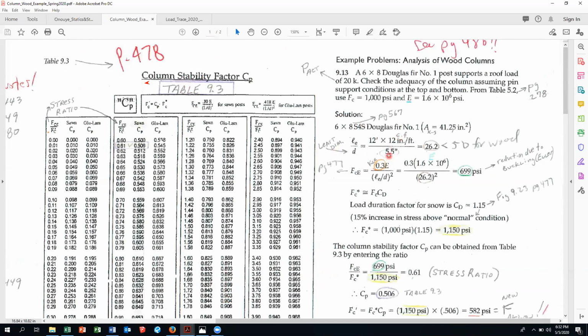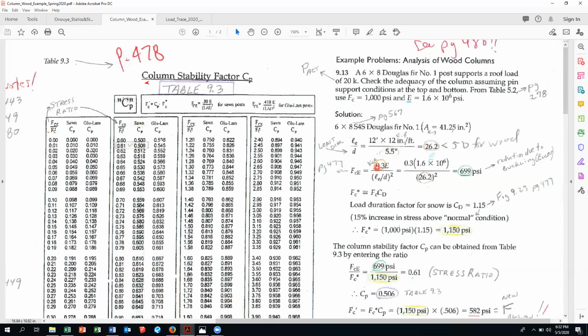And then 5.5 is your least dimension of a 6x8. That's a 6x8 nominal, so it's 5.5 by 7.5. So you're going to use the smaller of the two. So the L over D ratio is 26.2, which is less than 50, so you're okay. Now you need that 26.2 because you're going to plug it into Euler's equation.